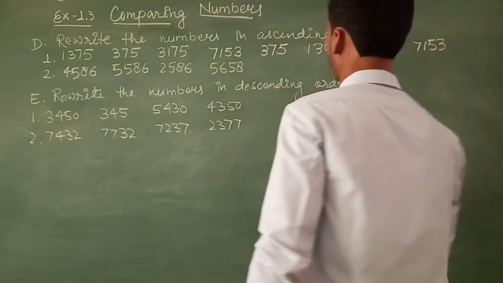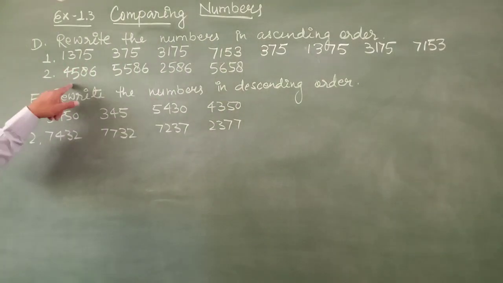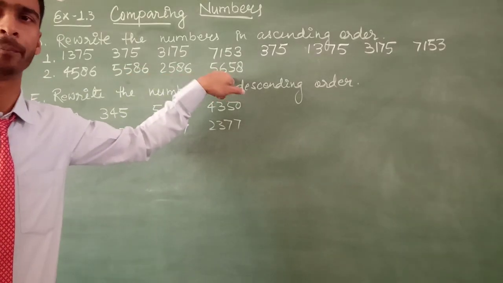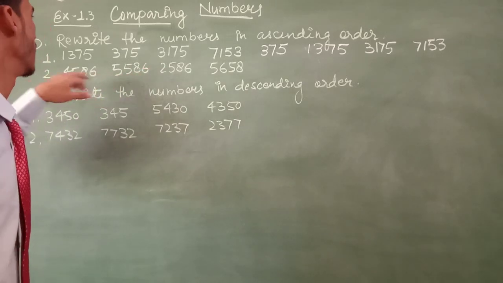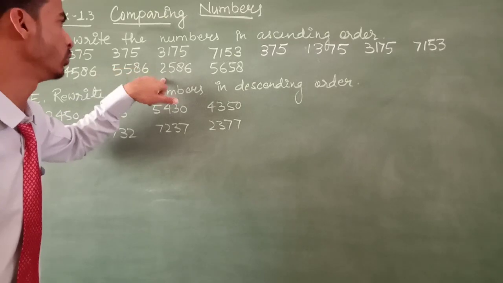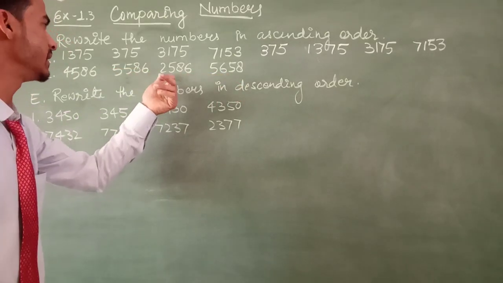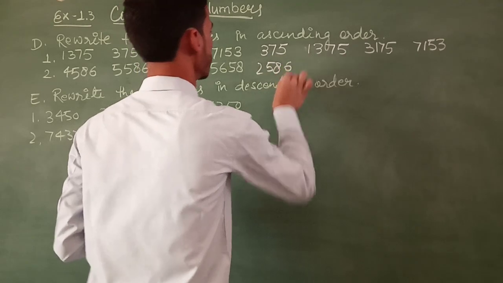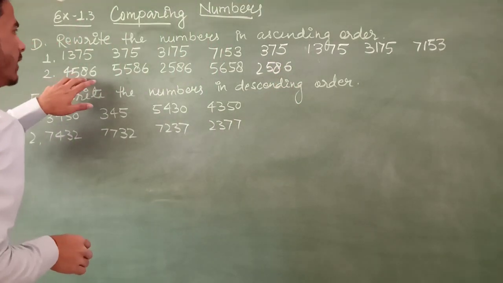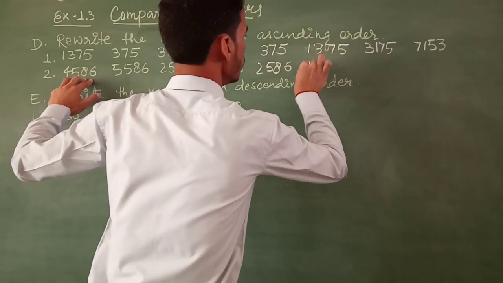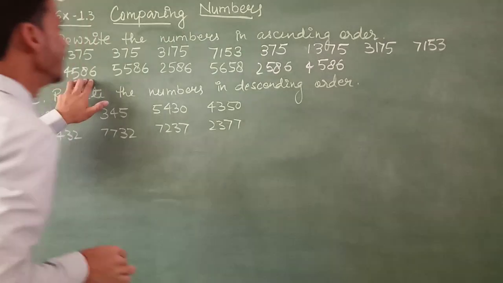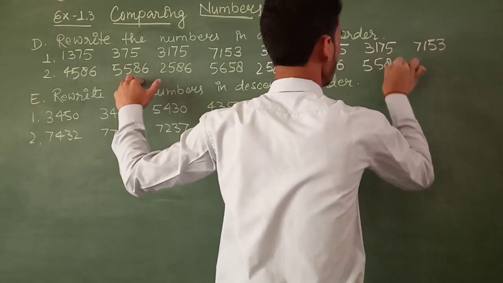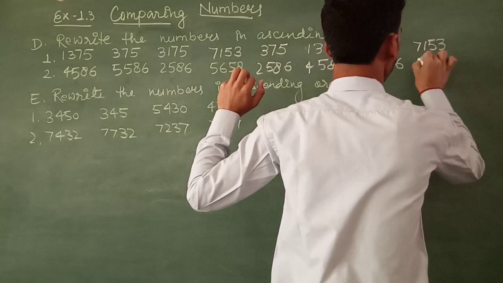And in the next one, the numbers are 4586, 5586, 2586 and 5658. In these numbers, which number is smaller? We can see here that 2586 is the smallest. So firstly we have to write 2586. And after that there will be 4586. And what will be after that? There will be 5586. And after that 5658.